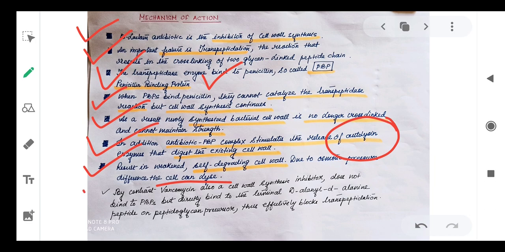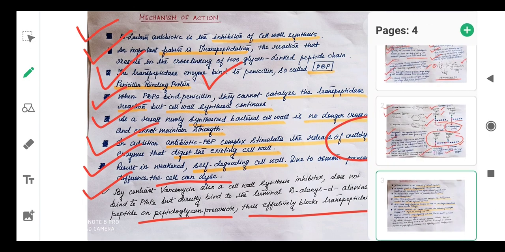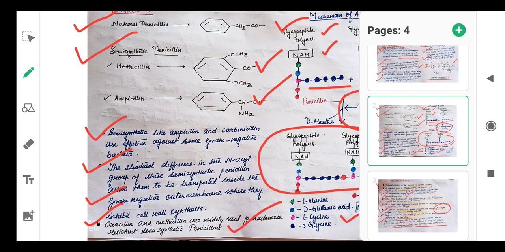By contrast, vancomycin, also a cell wall synthesis inhibitor, does not bind with the PBPs. So their mode of action is different, but it directly binds to the terminal D-alanine peptide on the peptidoglycan precursor, thus effectively blocking the transpeptidation. So from this slide you get to see the inhibition of transpeptidation in two different ways. So I will recapitulate the whole thing for you once.